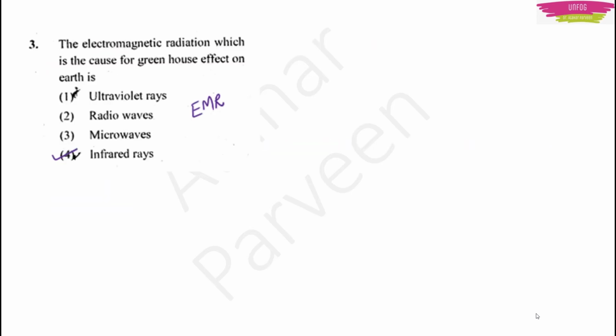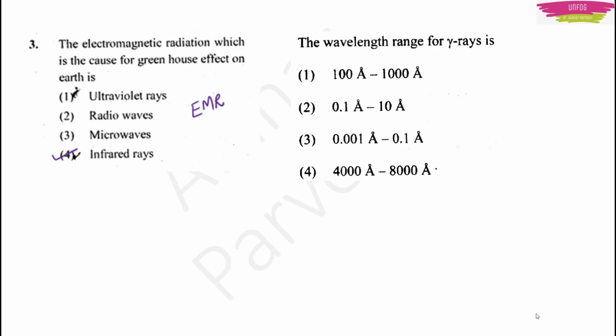These questions are from your old question paper of HSTR. The question is, the electromagnetic radiation which is the cause of the greenhouse effect. It is infrared radiation actually. What will happen is that from the sun the light comes, right? Whatever things absorb this light, they reflect also, but what they are absorbing is causing this greenhouse effect. That's why infrared radiations are harmful. Next question is, the wavelength range for gamma rays is. This is an assignment for you. You have to give the answer for this question.